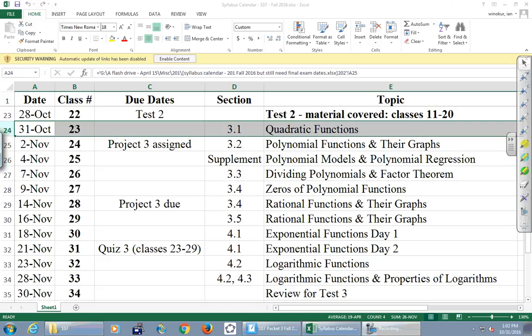We'll take our quick look at the calendar. Just finished test number 2. Today we start a brand new section. You can see we're here in chapter 3 for a while and then chapter 4. General themes, looking at all those words over there.